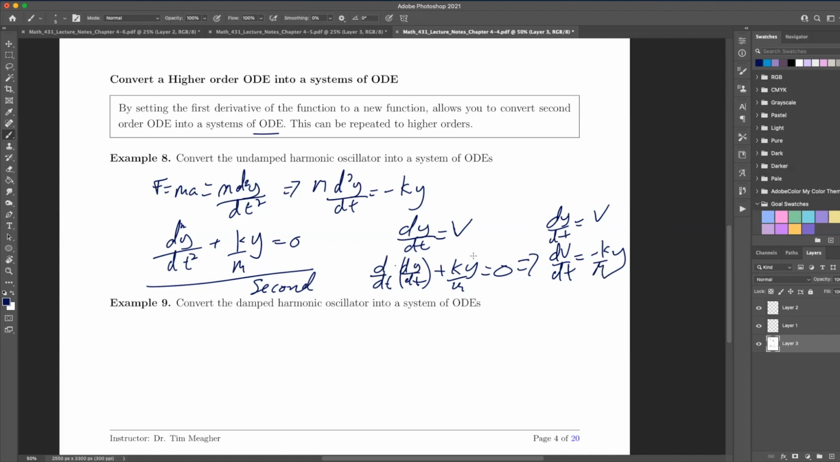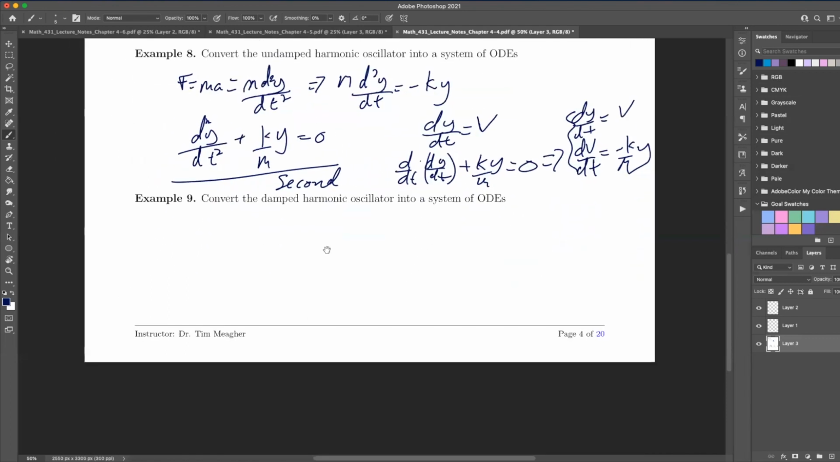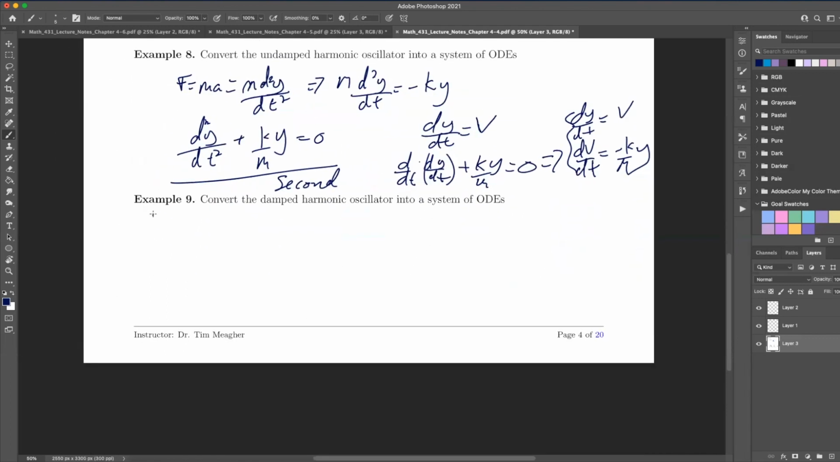So here, what do I have? Here I have a second order equation that I've converted into a first order system, right? Because this only has one derivative and this only has one derivative. So I've converted the second order into a first order system. We can do the exact same thing here. We just won't go through all the steps as much, because here I'll have d squared y over dt squared plus, in this case, our damping coefficient.